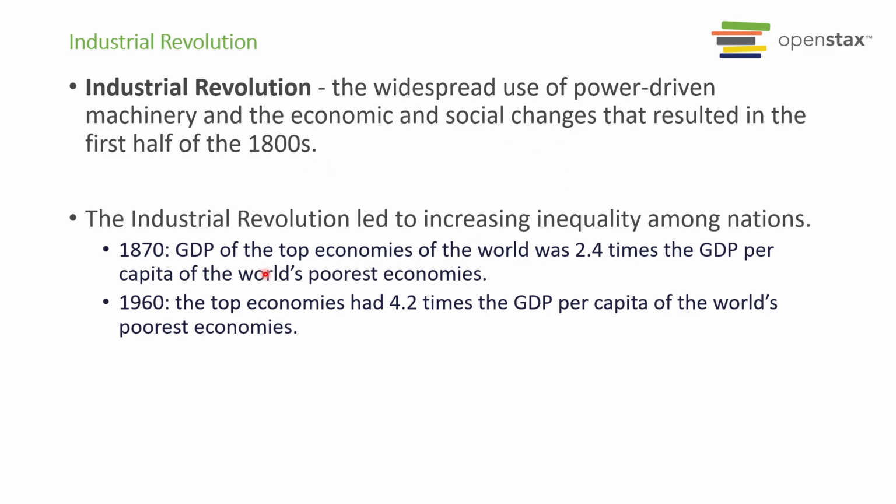All right. So here are just a couple of statistics for you. In the 1870s, the GDP of the top economies in the world was 2.4 times the GDP of the world's poorest economies, and this is on a per capita basis. But then if you fast forward to 1960, this is just 90 years, so less than 1 century, you can see that that gap has absolutely increased. It's almost doubled, right? So in 1960, the top economies had 4.2 times the GDP per capita of the world's poorest economies. Okay.